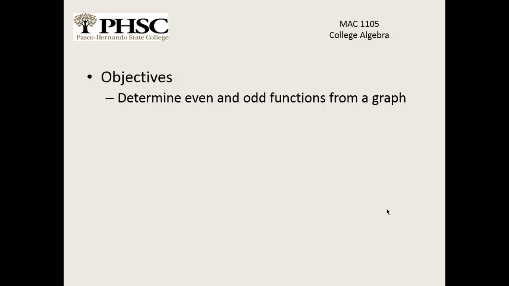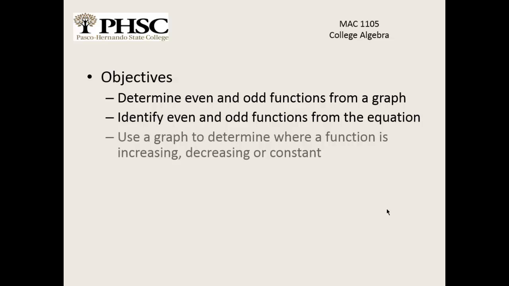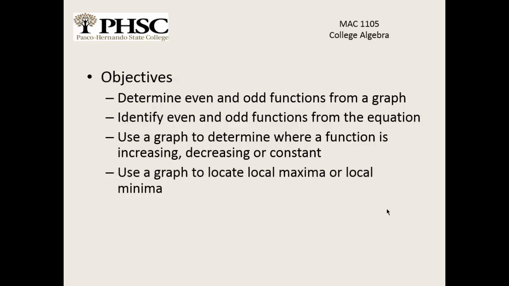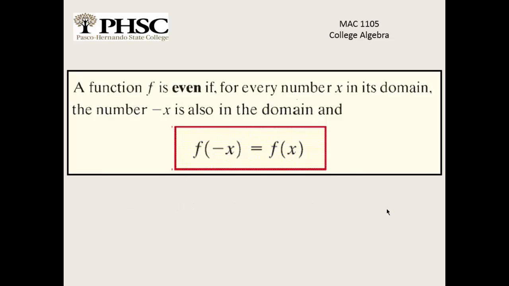We're going to determine even and odd functions from a graph. We're going to identify even and odd functions from the equation. We're going to use a graph to determine where a function is increasing, decreasing, or constant. We're going to use a graph to locate local maxima or local minima. We're going to use a graph to locate the absolute maximum and absolute minimum, and then we're going to find the average rate of change of a function.